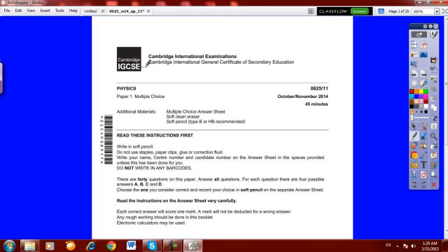Cambridge IGCSE, Paper 1, October-November 2014.